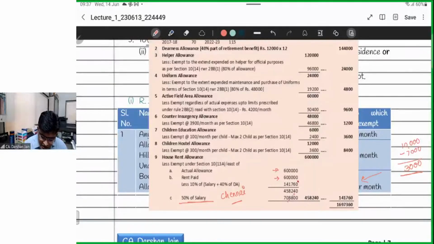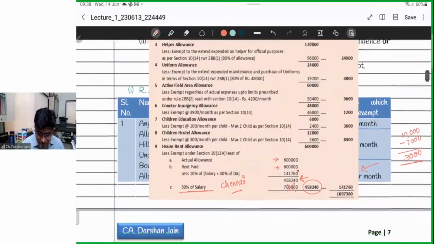And therefore, this is never the basis. It is the least of the three. So least of the three is rent paid in excess of 10% of salary, which is 4,58,240. You try and compute this. It's going to be your home exercise. I've already given you the amount of salary and the amount of DA. It is very simple to compute 10% of it, right? So my total salary would be 16,97,360, inclusive of all the allowances after considering the exemptions available.